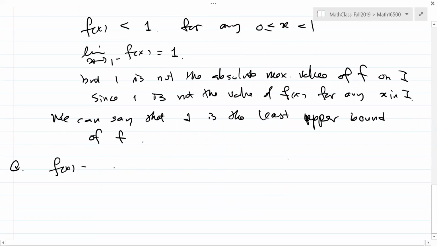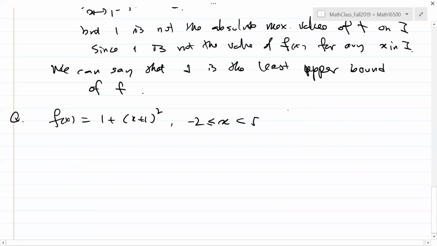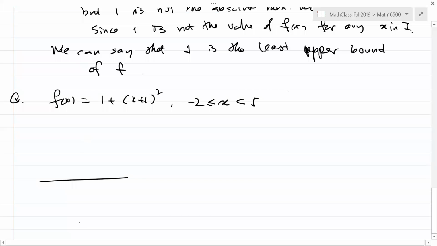This is going to be 1 plus (x plus 1) squared, where x is between -2 and 5. Okay, let's draw the graph first, and from the graph you can tell. It goes like that. This endpoint is not included, this one is included. Okay, I can tell that. Yeah, I hope you understand my statement.